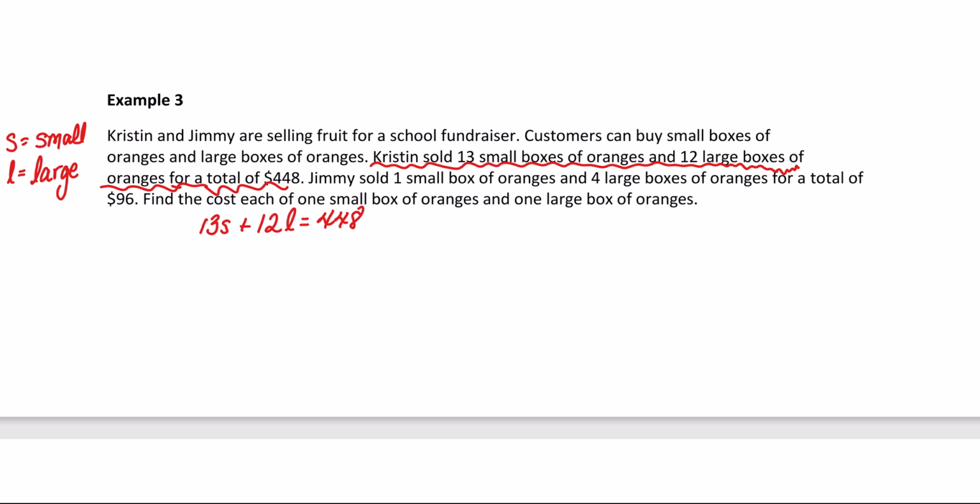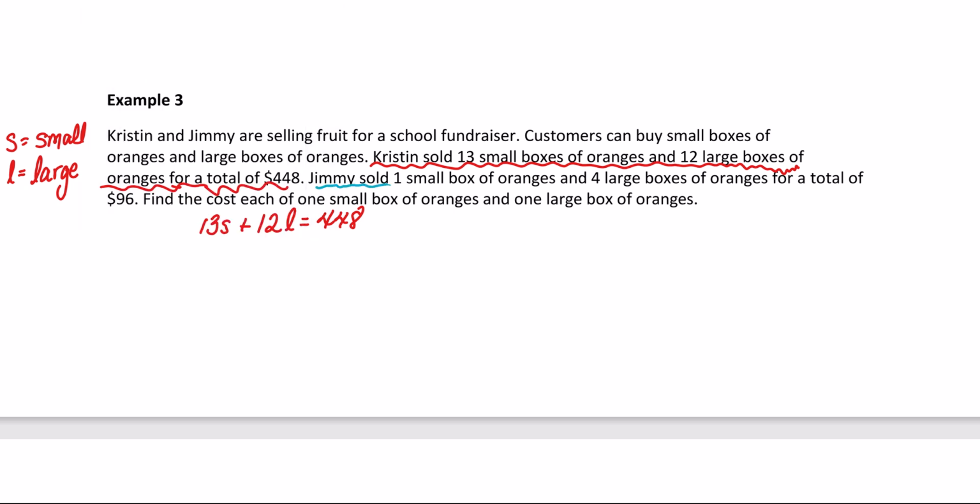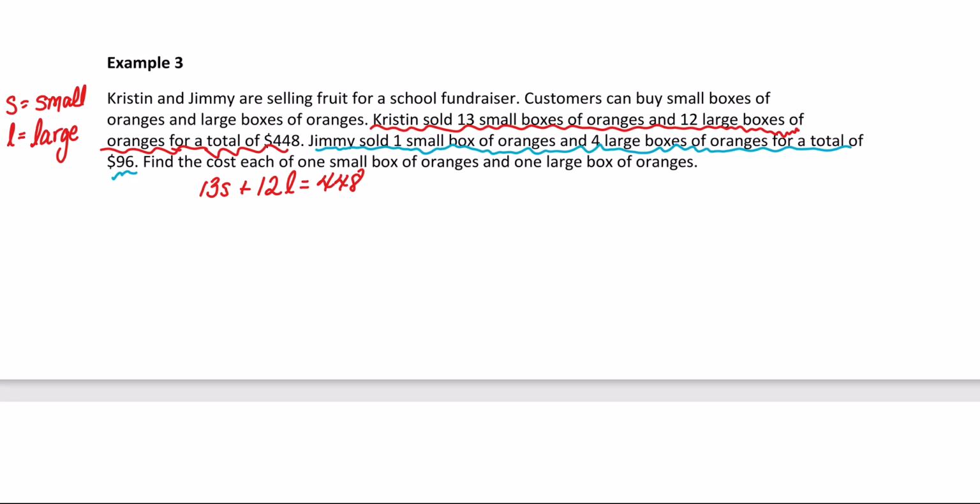And then our second line that we see there, change the color here, is Jimmy sold 1 box of small oranges and 4 large boxes of oranges for a total of $96. So Jimmy kind of did not do as well as Kristen, but that's okay, Jimmy. So 1 small box of oranges. Again, we don't know the price, but we know when he totaled up the amount he sold was $96.